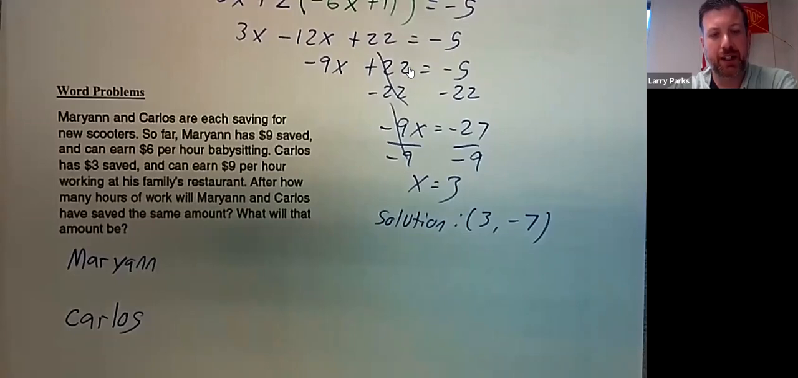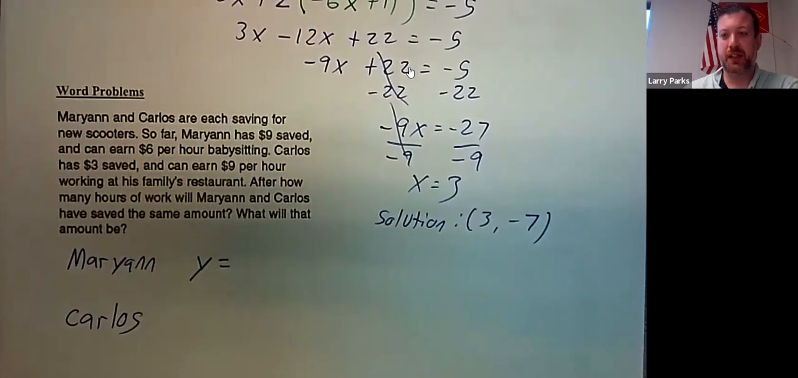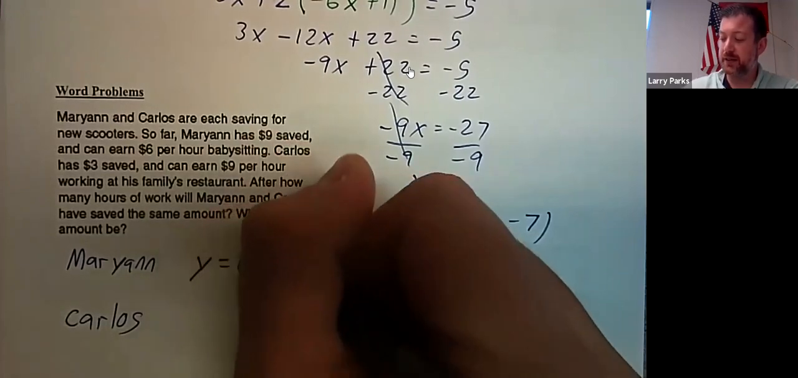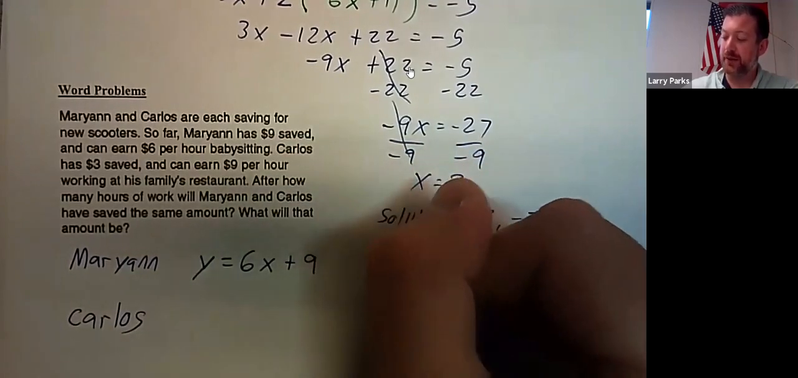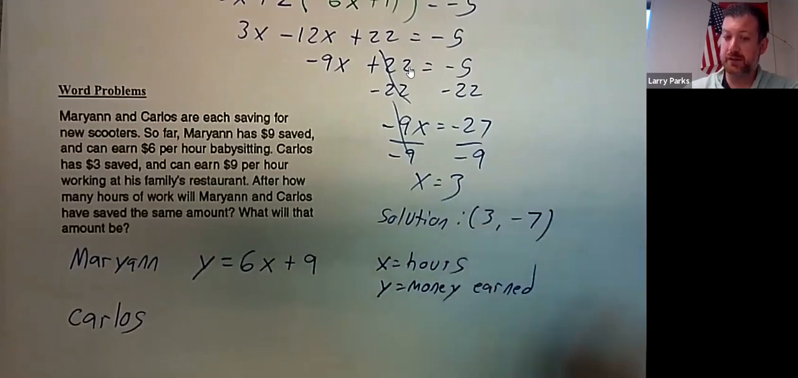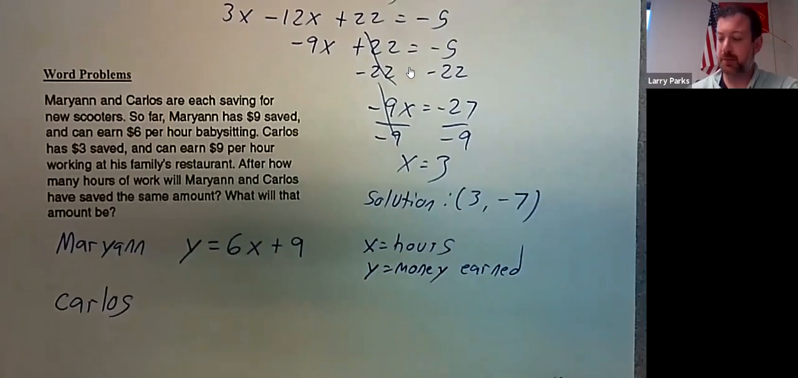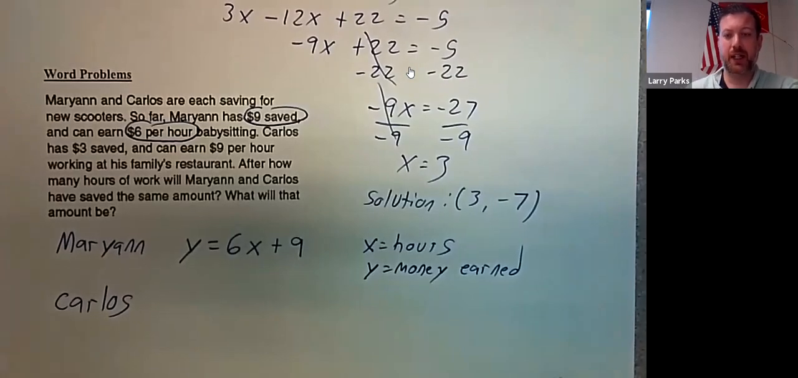So far, Marianne has $9 saved and makes $6 per hour. So I would say Y. She starts off with $9. That's the constant. $6 per hour would be 6x, where x equals hours. Y will equal money earned. So that's Marianne right here, 9 saved, $6 per hour. Carlos has $3 saved and can earn $9 per hour. So he has a better job, but he started off with less.